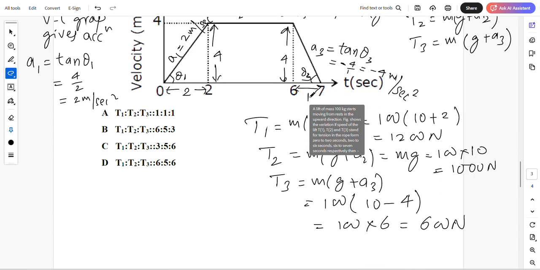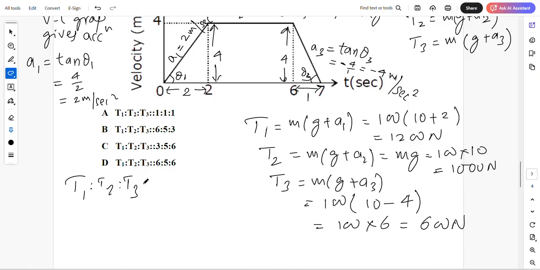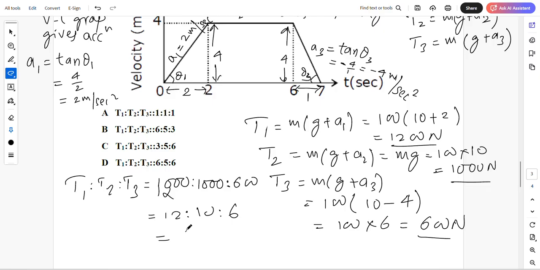Now we are supposed to find the ratio. T1 is to T2 is to T3. That is equal to how much is T1? T1 is 1200. T2 is 1000, and T3 is 600. Now divide this by 100. 12 is to 10 is to 6. Again divide it by 2. 6 is to 5 is to 3. T1 is to T2 is to T3 is 6 is to 5 is to 3. This is the right answer.